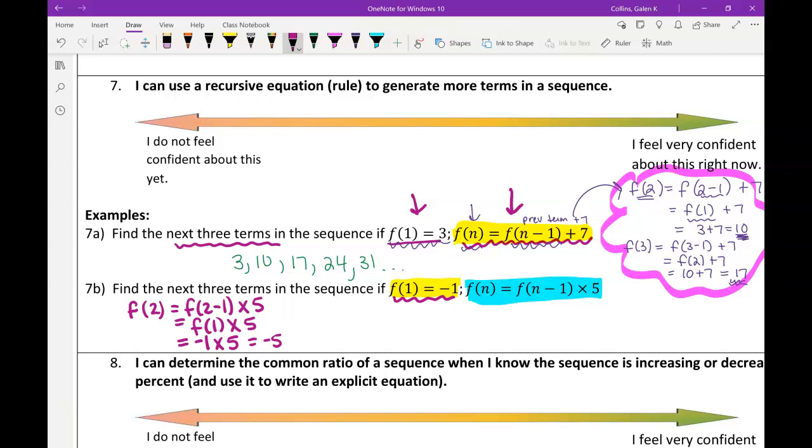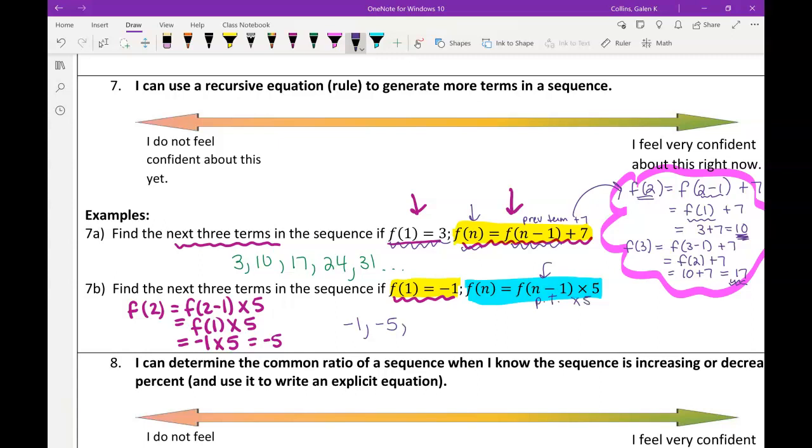So again, I can use that function notation. I can plug in for n the place in my sequence. Like if I want my second term, I plug in 2. If I want my 10th term, I could plug in 10, but then I would have to know f of 9 to get there. Okay, so if I write out my sequence, I know my first term is -1. Then I got -5. And I can see that I'm always multiplying my previous term times 5.